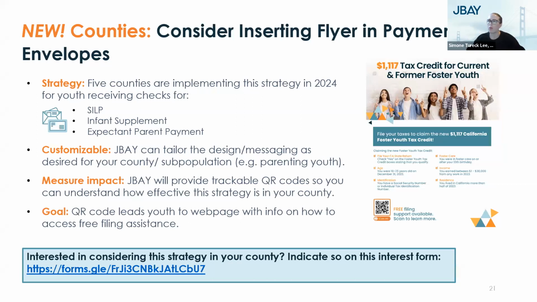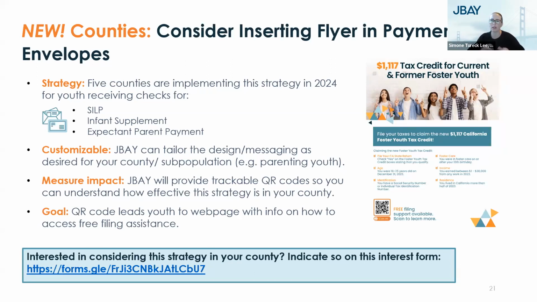We are working right now with 5 counties. We'd be happy to work with as many counties as want to do this. And they are putting flyers or mailers, or one-pagers, whatever you want to call this thing on the right-hand side, in the payment envelopes that they pay young people who are in supervised independent living placements, or who are receiving an infant supplement or an expectant parent payment.